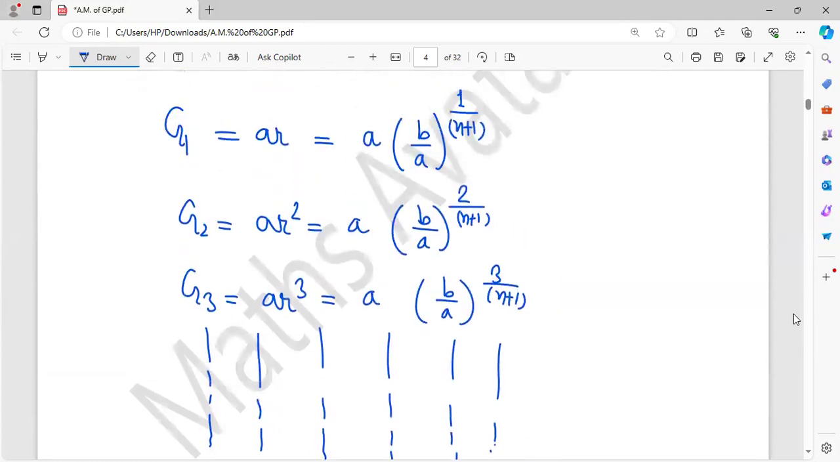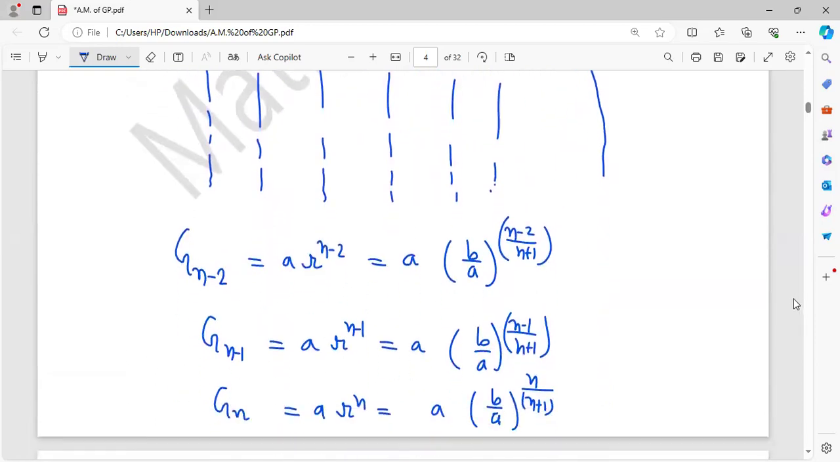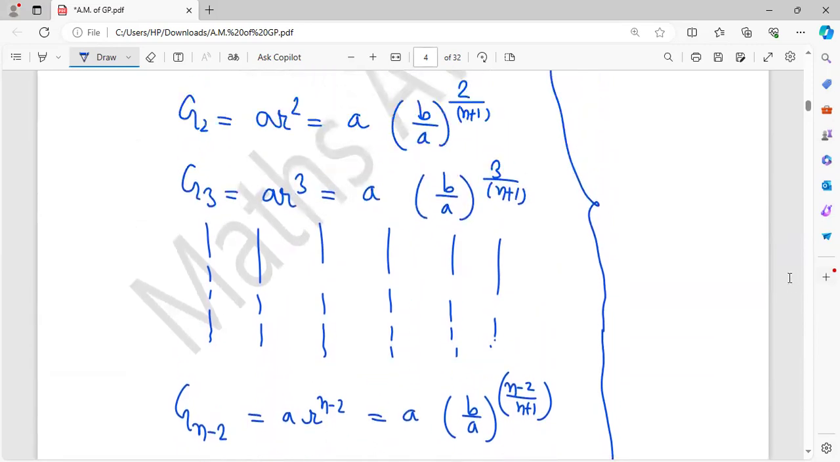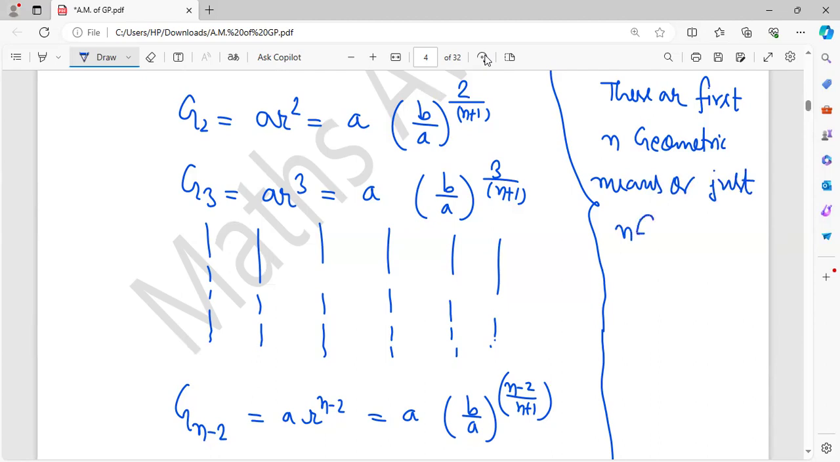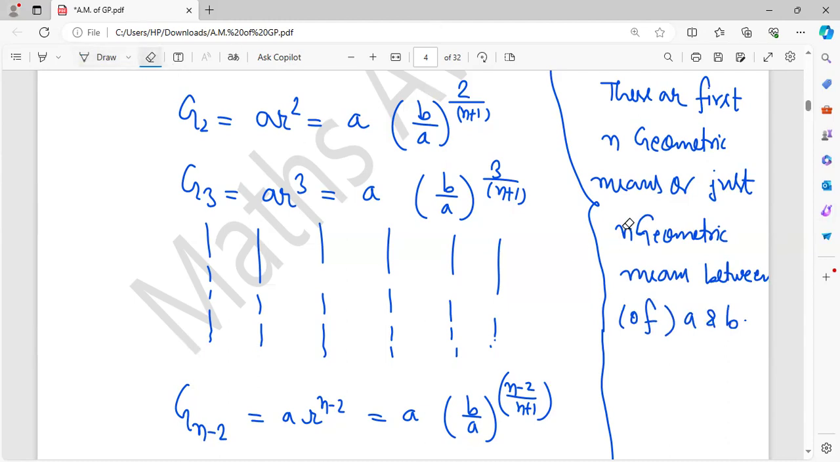So these are the first n geometric means between A and B, or just geometric means of A and B. Okay, so let's see one example, it will be clear.